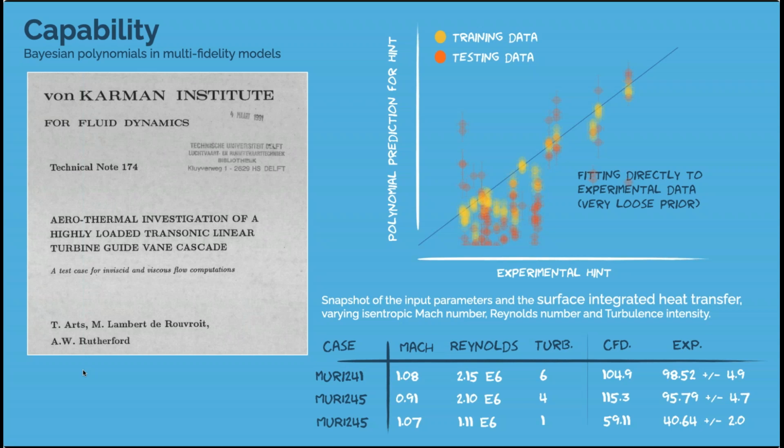Now, as I mentioned before, we have three parameters: the Mach number, Reynolds number, and turbulence intensity values. And if you try to fit directly to the experimental data, this is the scatter that you observe. On the horizontal axis is the experimental value of the surface integrated heat transfer, and the vertical axis shows the polynomial prediction, trying to separate testing and training. Quite a bit of scatter.